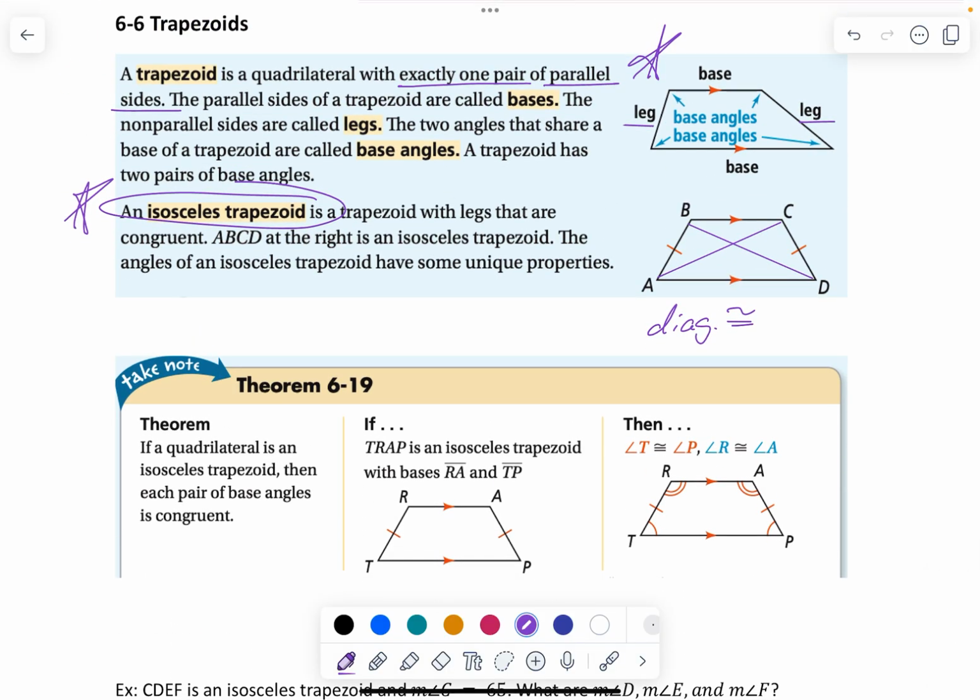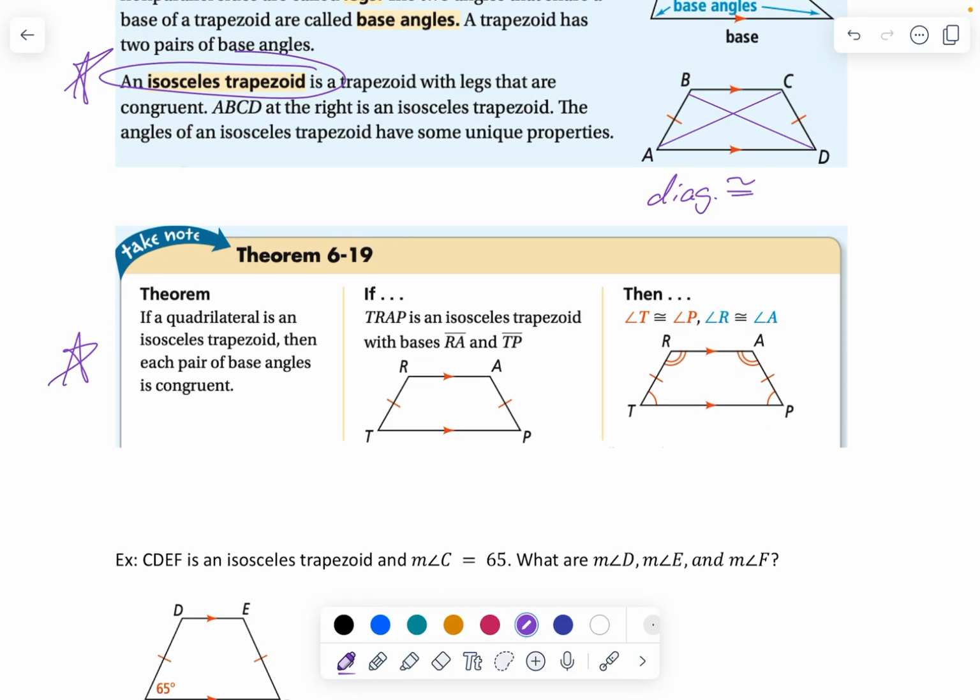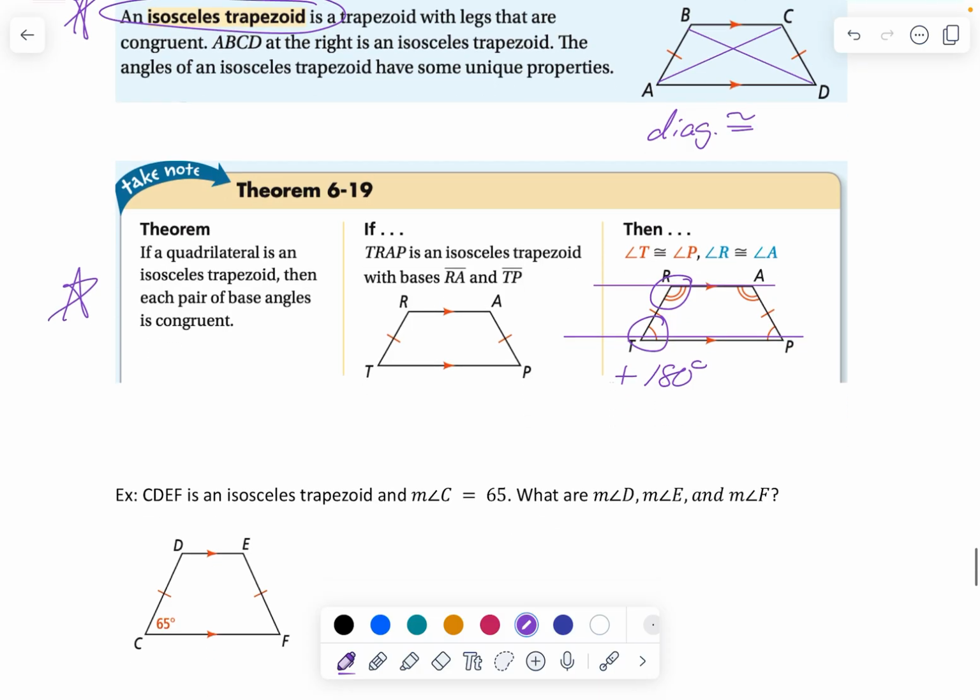Because we have parallel lines, when we talk about properties of an isosceles trapezoid, if we think about this line and this line, these angles here, the big and the small, add up to 180 because they're same side interior. They add up to 180. So also the two big angles are congruent at the top, the small angles are congruent on the bottom, and a big plus a small equals 180.